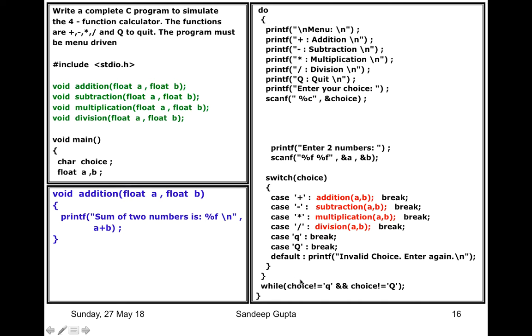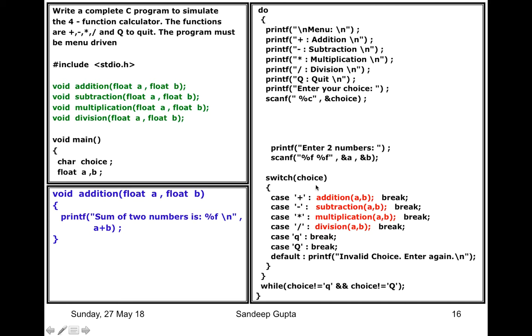Come on. This time, can you tell me how this condition will look like? Don't forget choice is star. So it will be this way. Is star not equal to small q? Is star not equal to capital Q? So this will be true and true, that is true, and again the do while loop will execute.